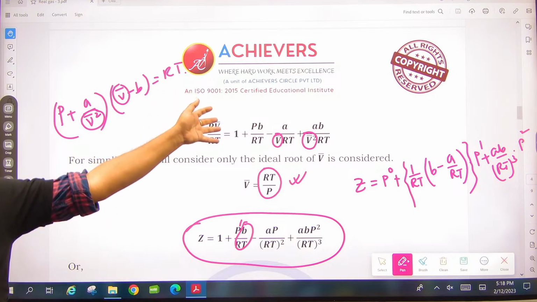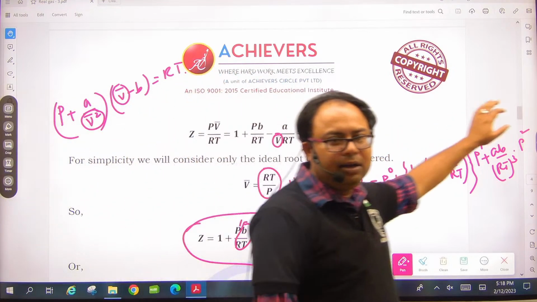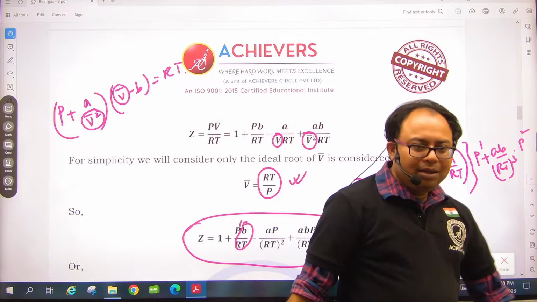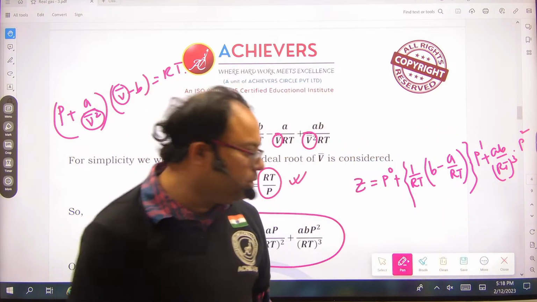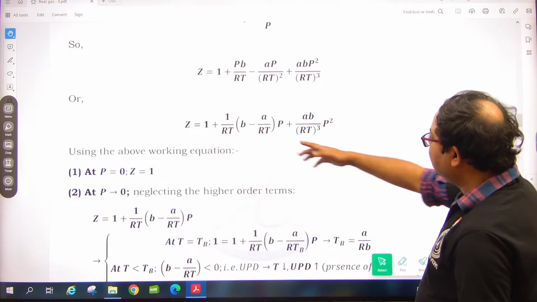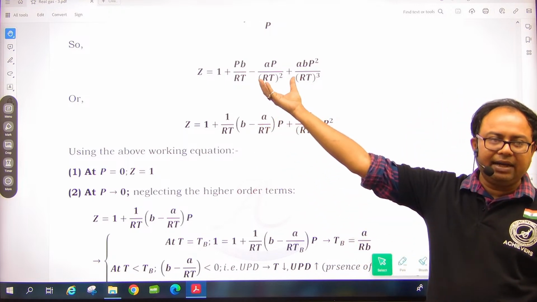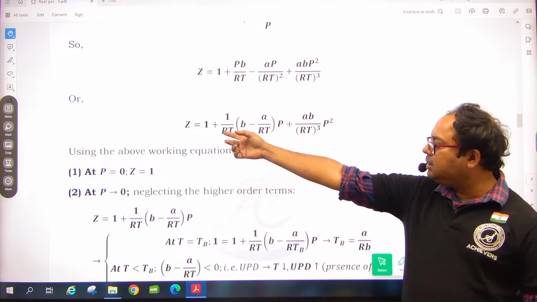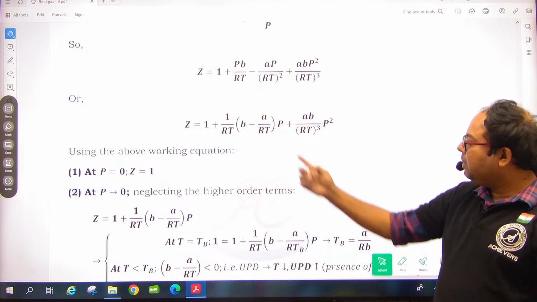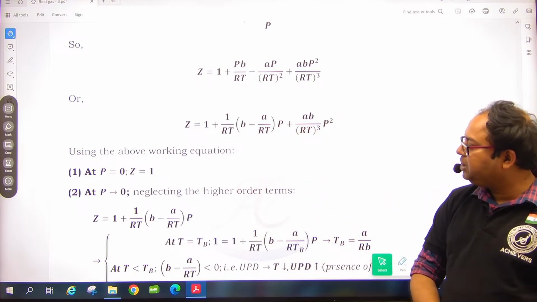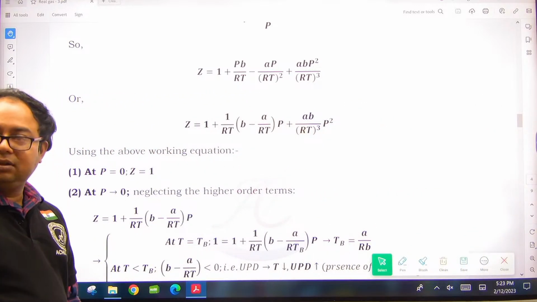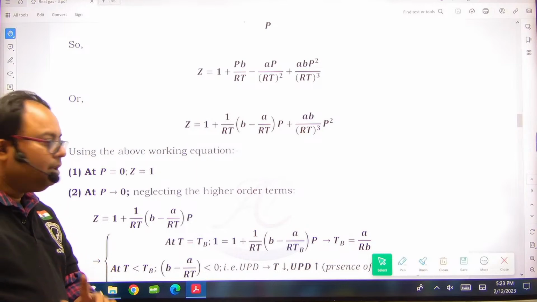The first term is P to the power 0. The second term contains P to the power 1. The third term contains P to the power 2. By some simple algebraic adjustments, we can do these things. Now see, I have fused the second and the third term together, and you can see Z has become 1 plus 1 by RT whole multiplied by B minus A by RT multiplied by P plus AB by RT whole cube multiplied by P square. So, you have got things simple.